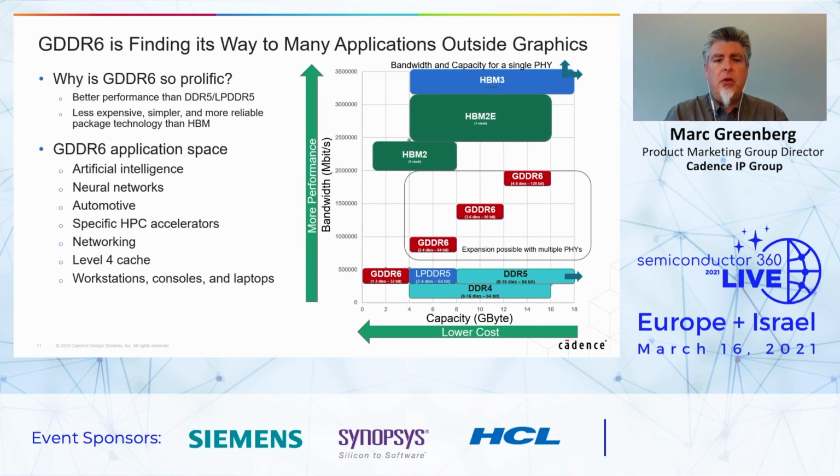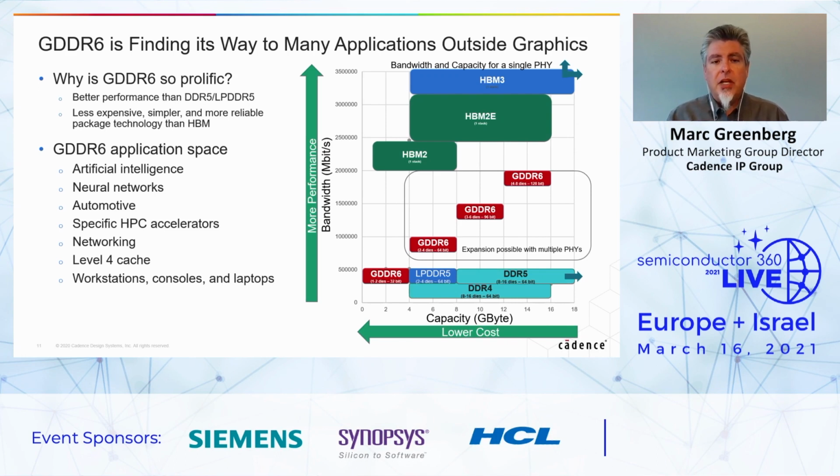So I want to spend a few moments here talking about GDDR6 because not a lot of people are really fully aware of what GDDR6 can do. We're finding a lot of applications outside of graphics where GDDR6 can be used. And it definitely offers more bandwidth per pin than DDR5 or LPDDR5. It's at least twice as fast. It's also less expensive and simpler and has the traditional packaging technology, which gives it some differentiation from HBM.